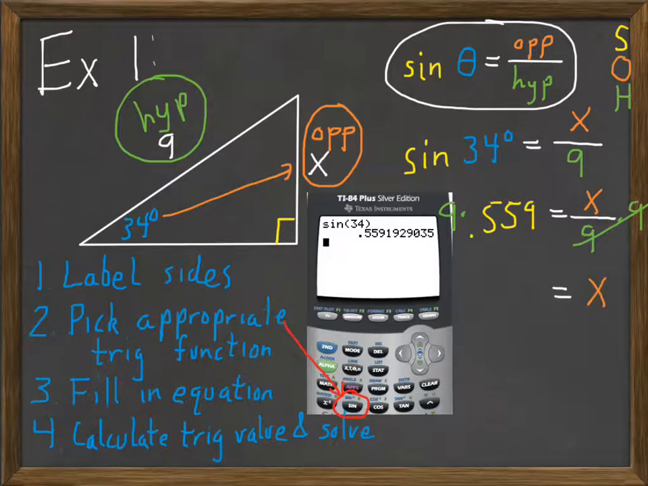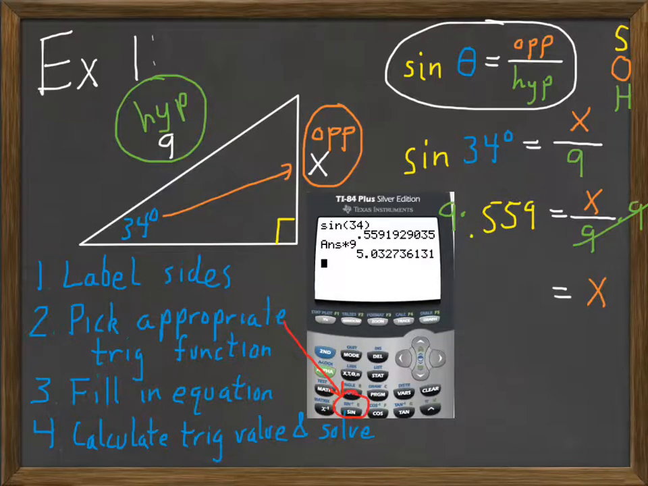Now here's an important point. Whenever I multiply the 9 times the decimal value, I want to keep all the decimal places to have the most accurate answer possible. For this reason, make sure in your calculator that you use the answer function to do answer times 9, so you're using all the decimal places in the calculator. Therefore, I can say that my answer, that side x, is 5.03.